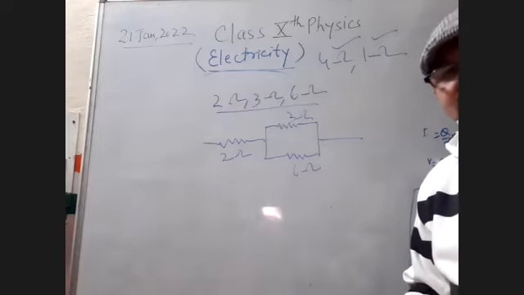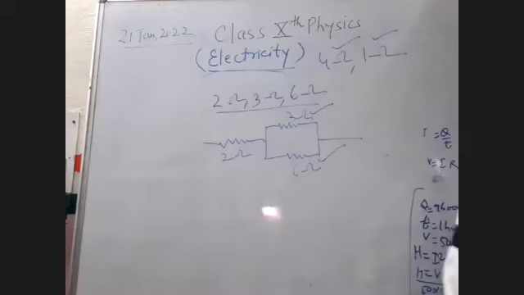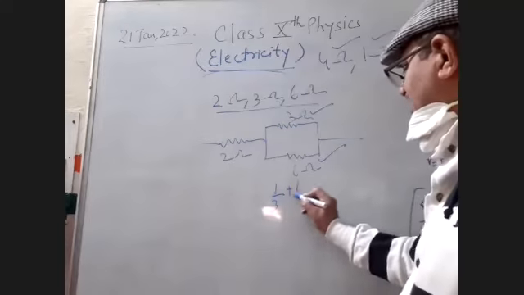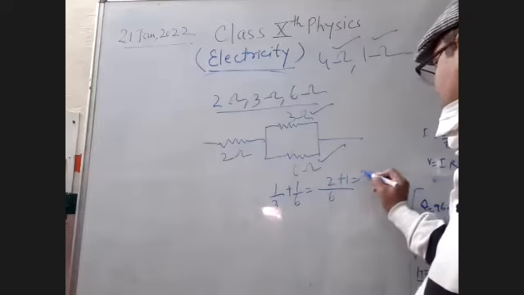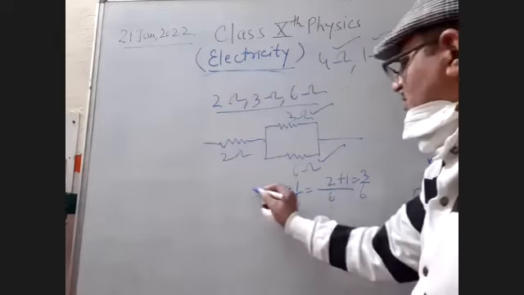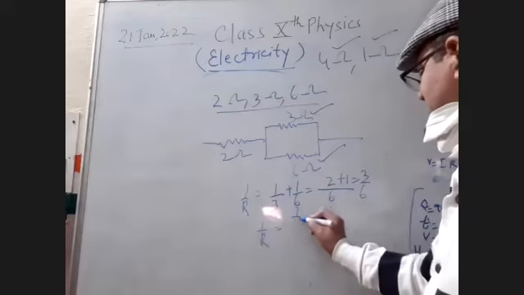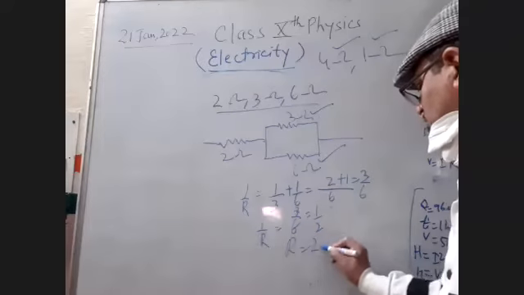If the two resistances 3 ohm and 6 ohm are both connected in parallel, then the resultant will be 1/R = 1/3 + 1/6. LCM is 6, so 2 plus 1 is equal to 3/6, which is 1/R. Now 1/R is equal to 3/6, which is 1/2, and R is equal to 2 ohm.